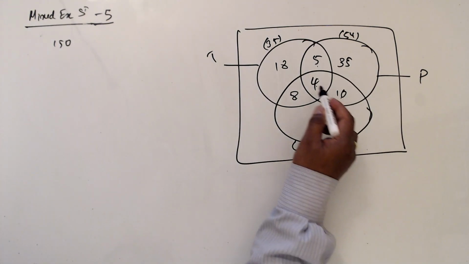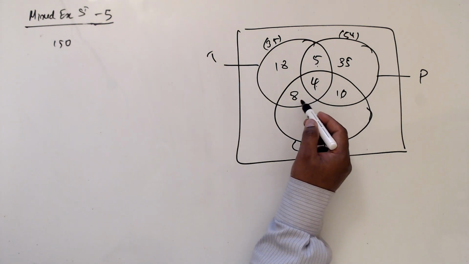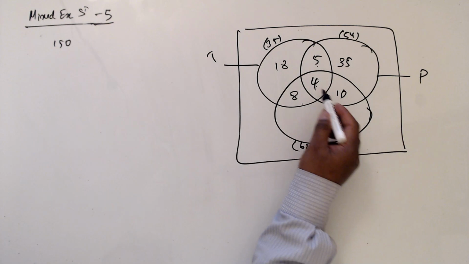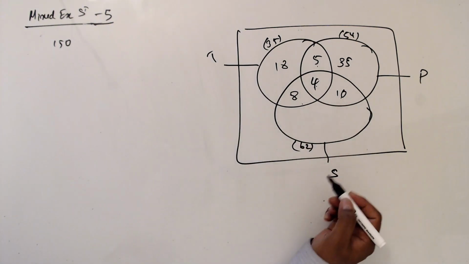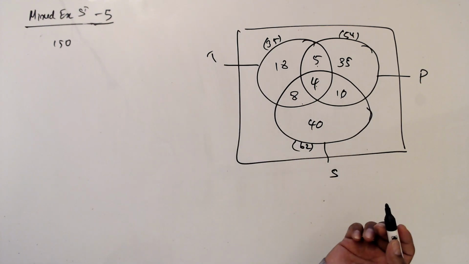This is 10 plus 4, 12. This is going to be 12, 12 plus 4, 14 plus 2, 22. So 62 minus 22, this is 40.